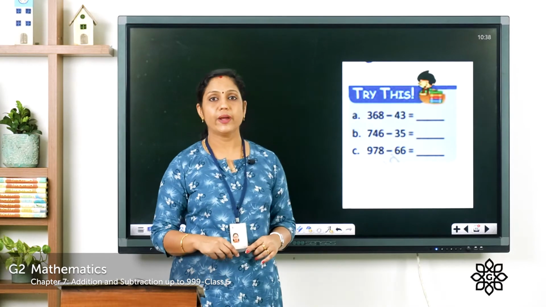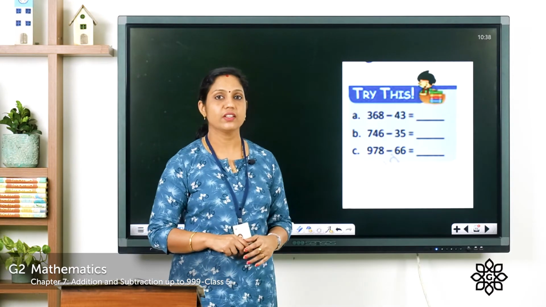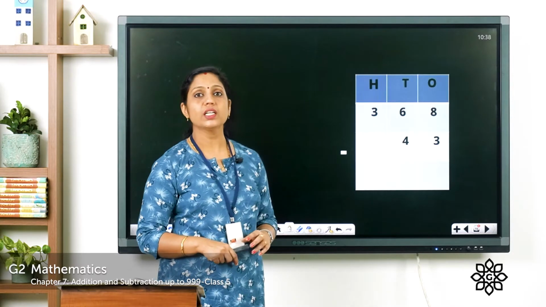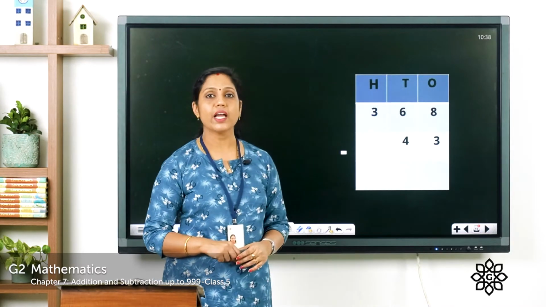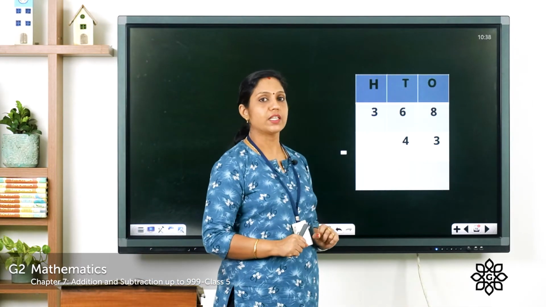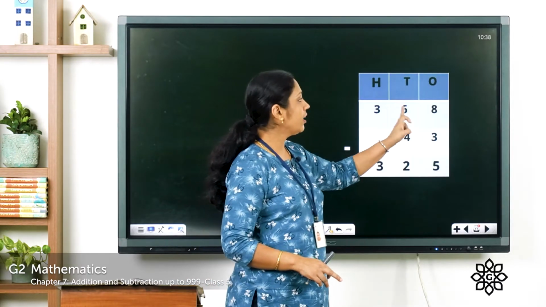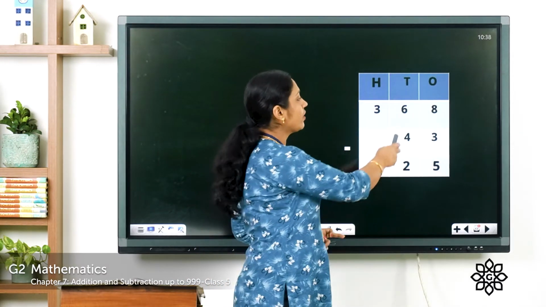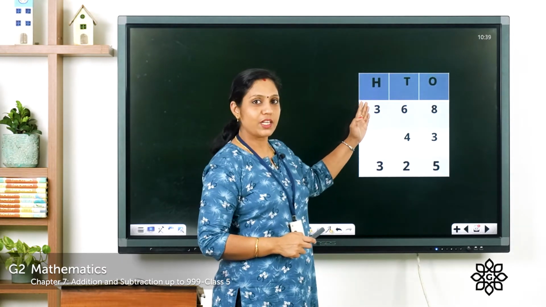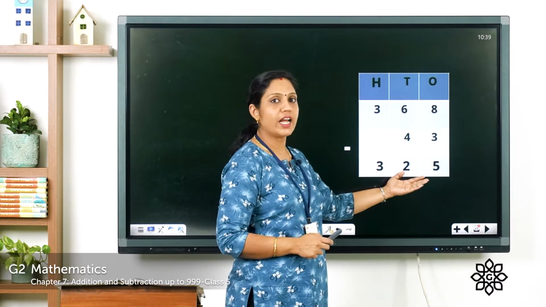In your textbook, page number 102, you can see this question. Try this. There are 3 questions. Now let's do this. The first one, 368 minus 43. We have 8 minus 3 in the ones place. How much is 8 minus 3? It is 5. And then we'll move on to the tens place. Here we have 6 minus 4, that is 2. And here in the hundreds place we have 3. That 3 we'll write here in the hundreds place and we get the answer 325.